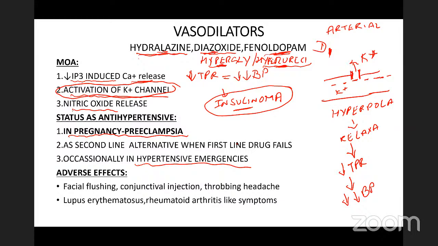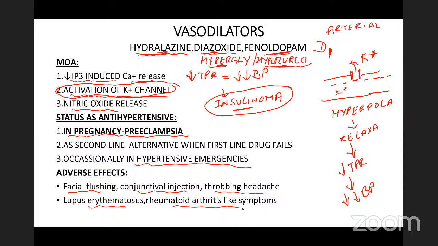What are the side effects of these vasodilators? They produce facial flushing, reflex tachycardia, throbbing headache. Other side effects like lupus erythematosus, rheumatoid arthritis like syndrome. These are some of the side effects of the vasodilators.